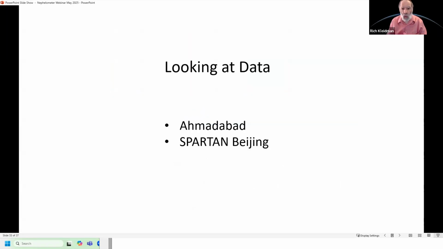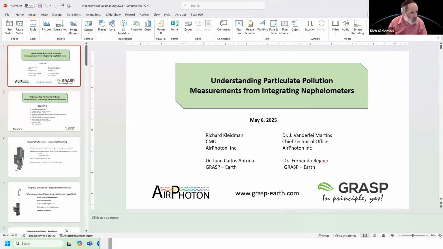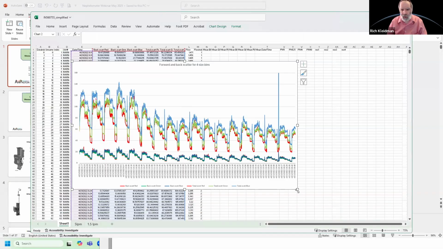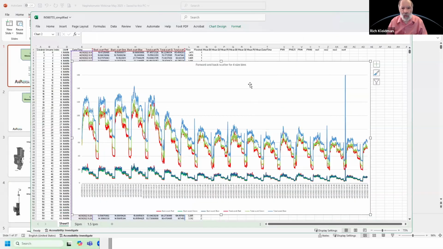Okay, so I wanted to take a minute now and look at some actual data. So let me pull this over. Okay, so this is some actual data. I hope you can see this well enough. This is from an instrument operated by a research institute in Ahmedabad in India. And this is one of the instruments that measures at multiple size cuts.